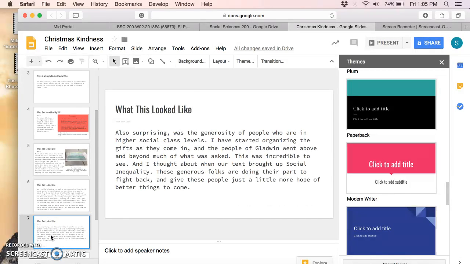What also surprised me was the generosity of the people that I would typically put into a higher social class level. We were given guidelines to give out to the people who wanted to buy children gifts, and it said that they should spend a limit of $50 per kid. As the gifts started coming in, I realized that a lot of people went above and beyond what these kids had asked for, or even what the families had asked for. Some families would just ask for food, and these people would bring in food and gift cards and dishes and towels and blankets. And it was really cool to see just how much these generous people were willing to give.